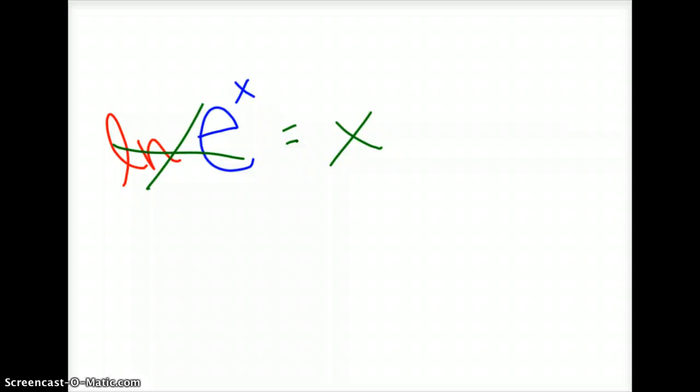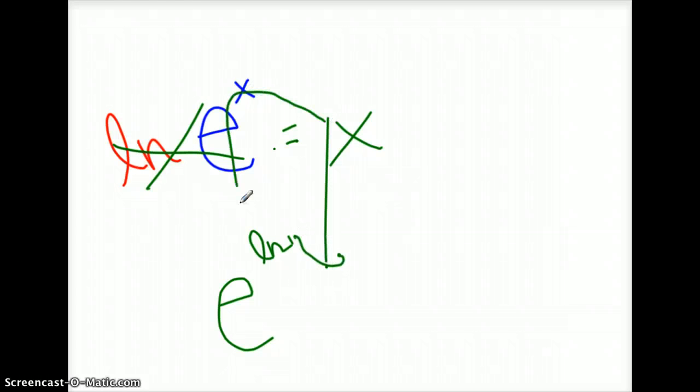Similarly, what if I had it this way? Oops, where's my pen? E to the natural log of x power. Come on now. Whoa. Stop. There we go. Hang on. Okay, let's try this again. Sorry about that. It was fritzing out on me. Oh, come on.